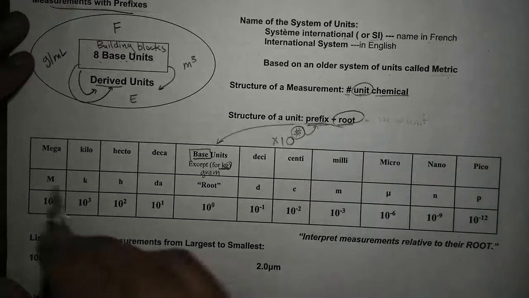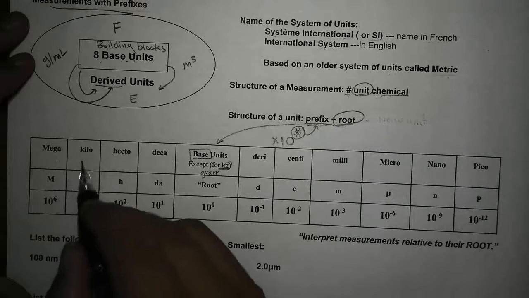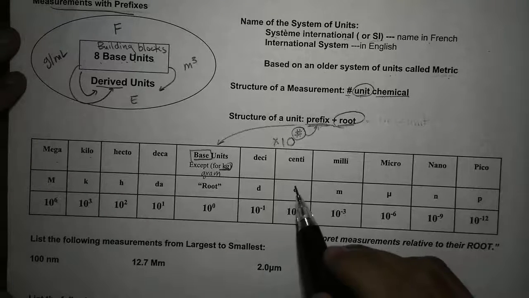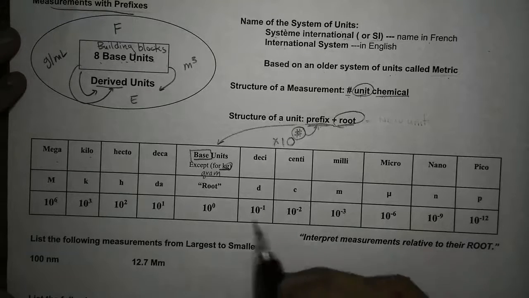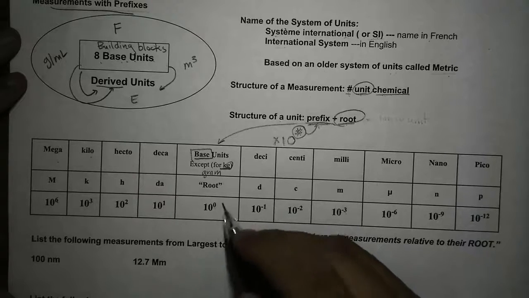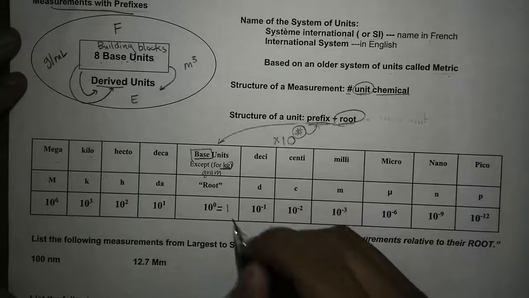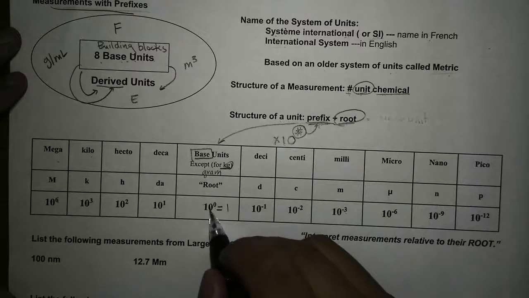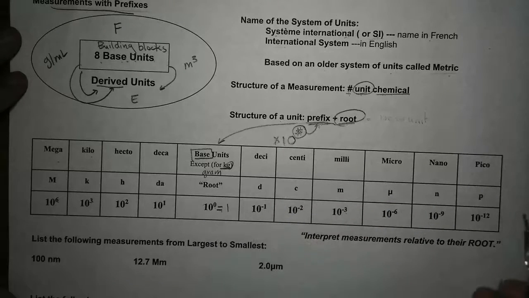For instance, mega is 10 to the 6, kilo is 10 to the 3, milli is 10 to the negative 3, and the base unit is 10 to the 0, because anything to the 0 is equal to 1. That is, when we have a unit without any prefix, we know it is 10 to the 0 of that unit, or just that unit itself.